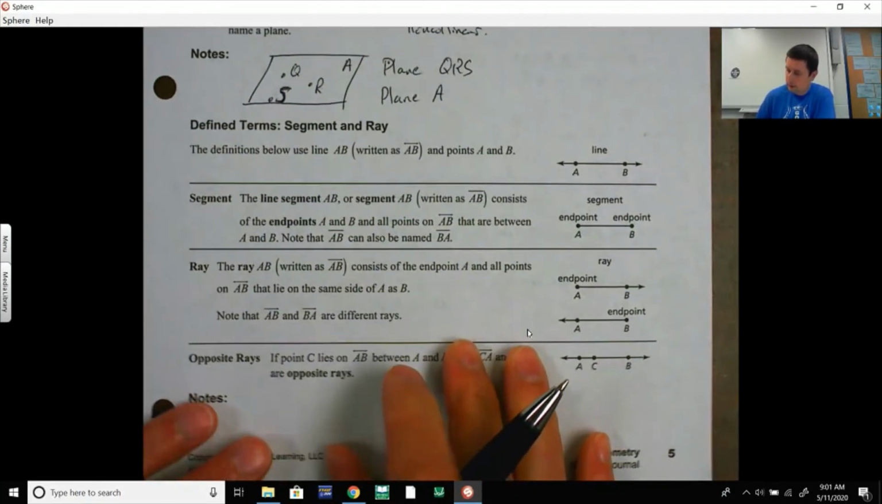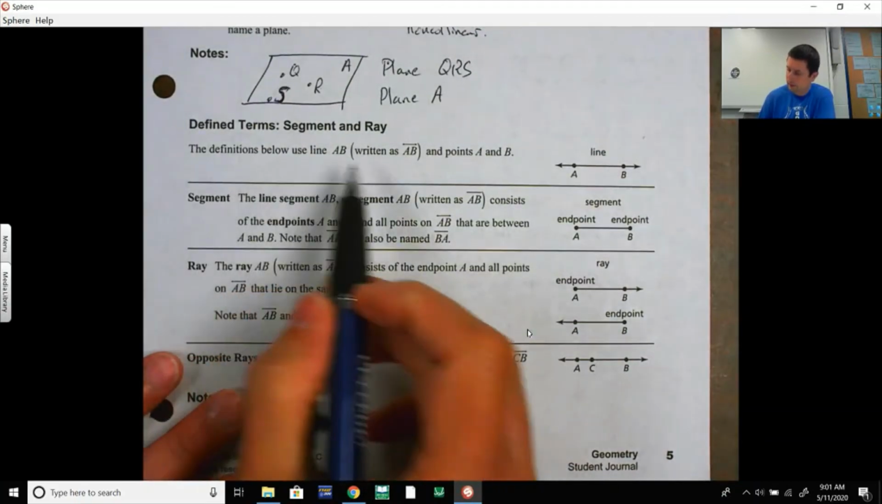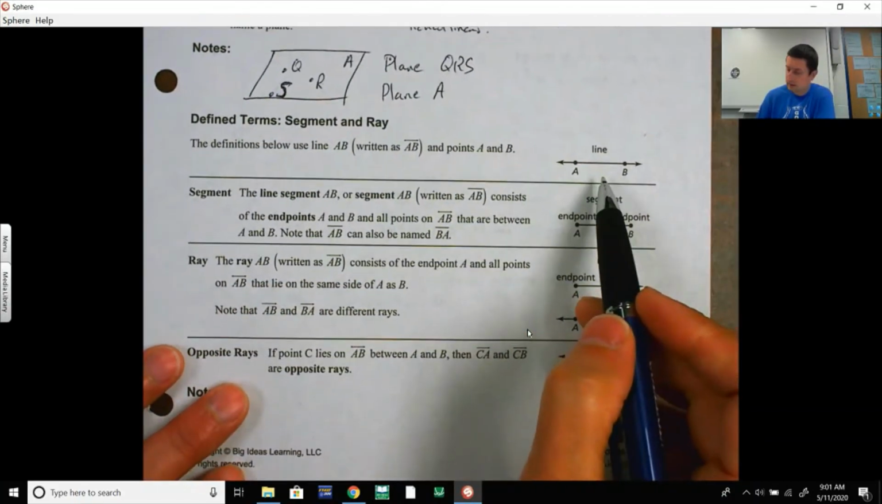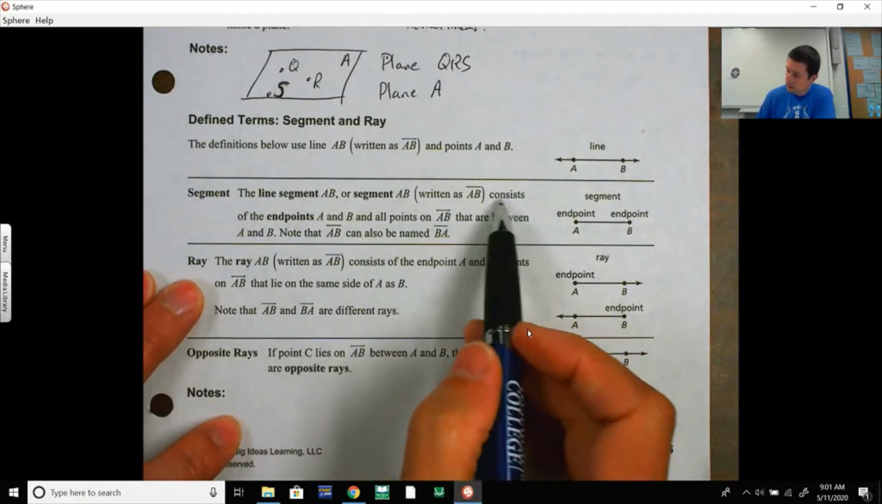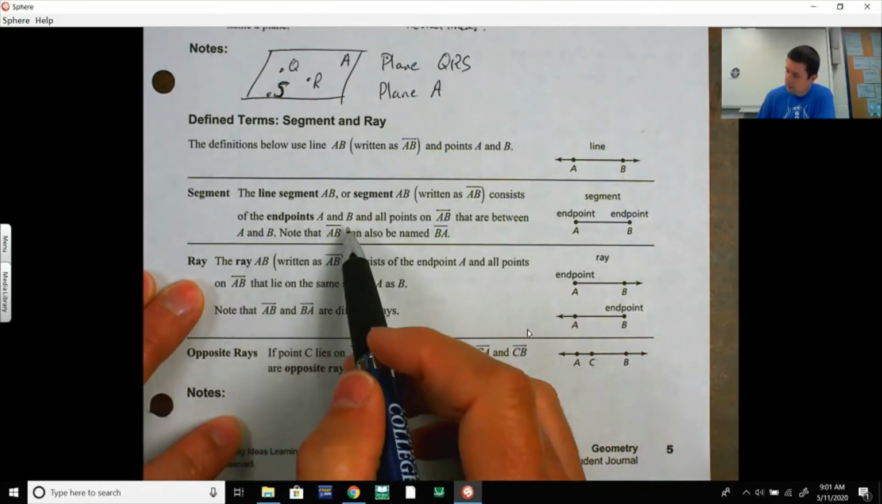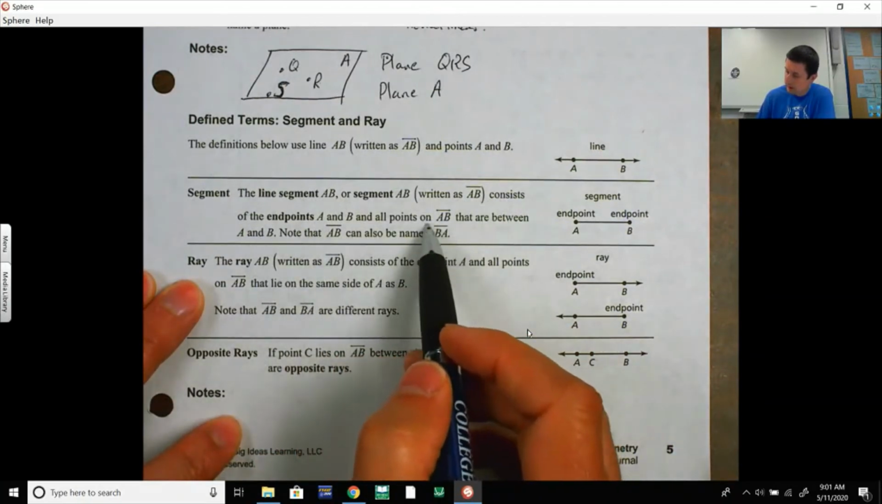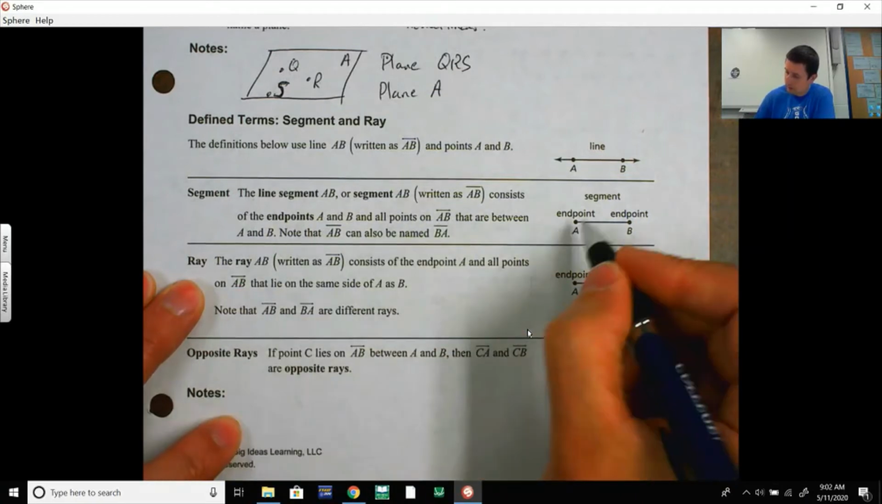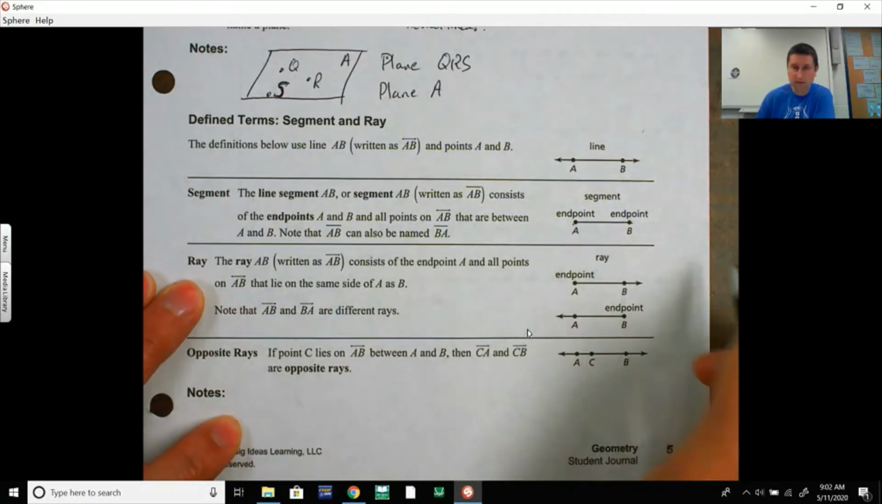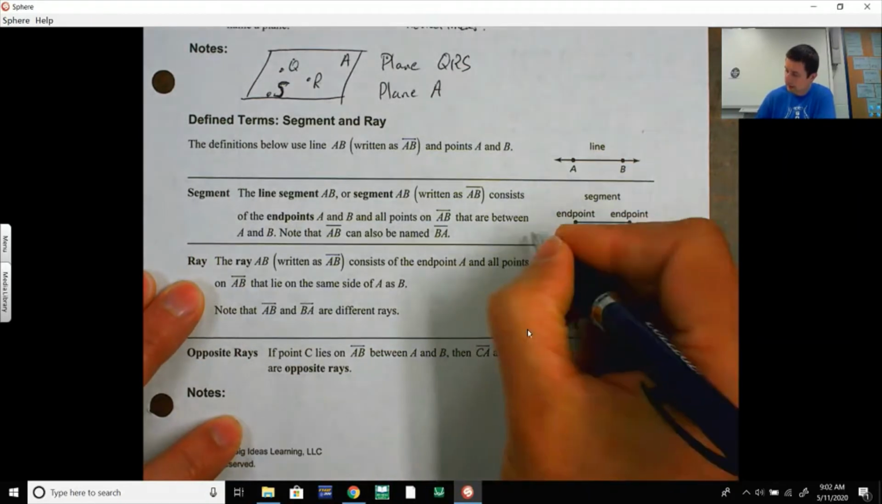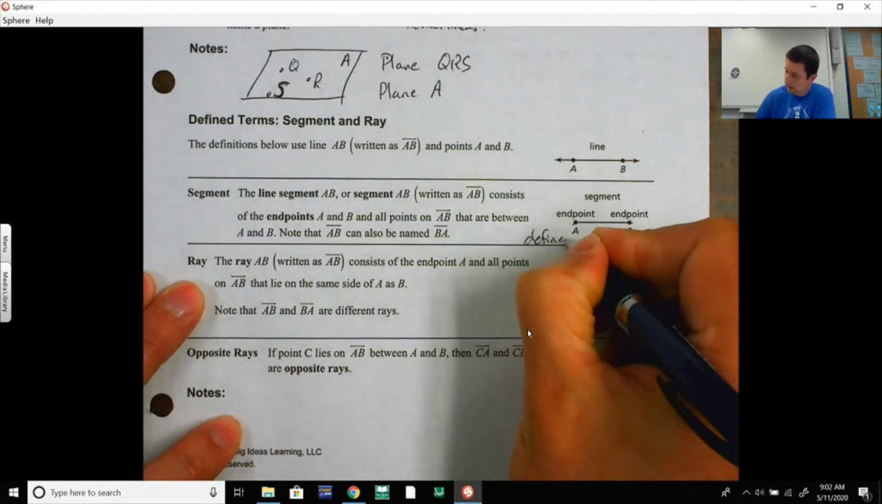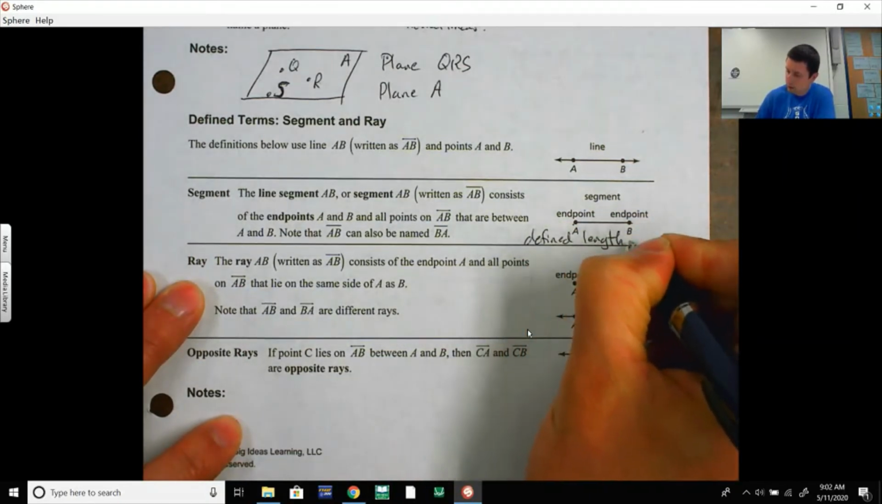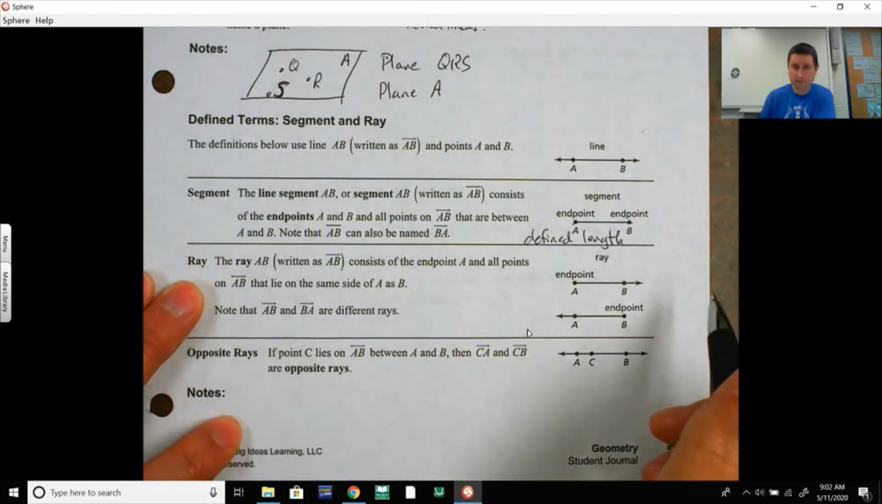These are our defined terms, segment and ray. So here's line AB. Now the line segment has a definition. It consists of the endpoints A and B and all points on line AB that are between them. So you just have an endpoint, and what's between there. That's a segment. It has a defined length. You can measure a line segment, you cannot measure a line.